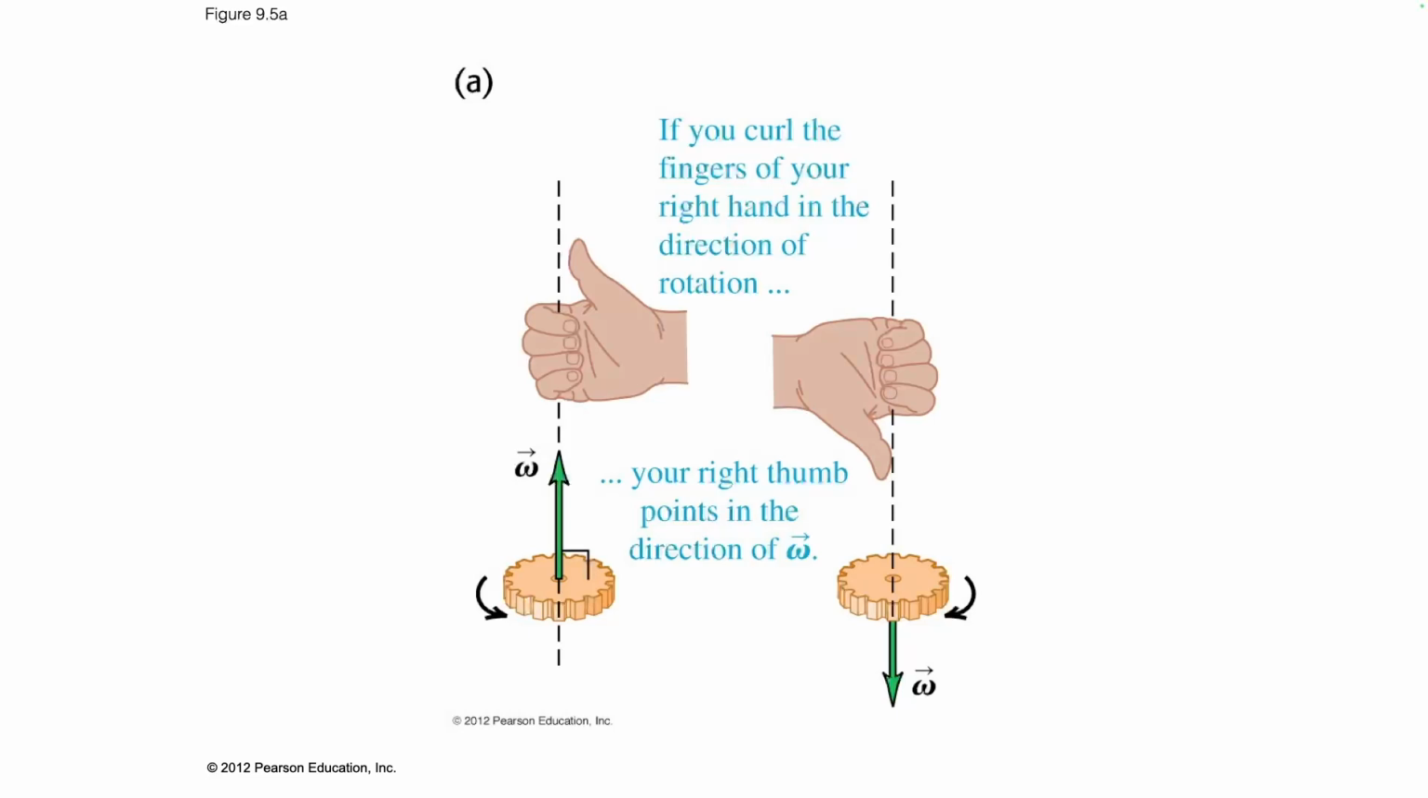So if you hear about a right-hand rule, you're watching a video on YouTube and they're saying right-hand rule this, right-hand rule that, this is what they're talking about, right? They're establishing a direction for the angular velocity. Okay, so make sure I get the symbology right. Let's see. Let's go back to some old friends.